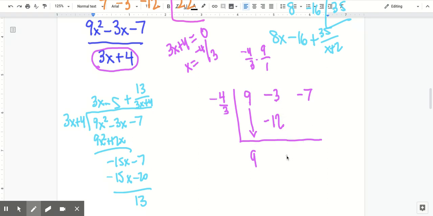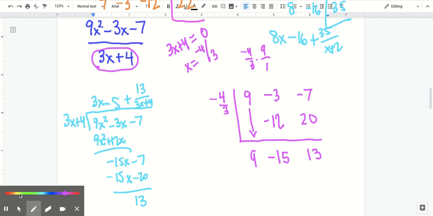Then I'm going to add these two things. When I add those two things, let's see, I have negative 3 and I have negative 12. Those are going to make a negative 15. One more time here, I do negative 4 over 3 times negative 15. That's going to make a negative 5 when I do the divide part, and then negative 5 times negative 4 is going to be a positive 20. When I add those one more time, I'm going to get 13 for my last number.